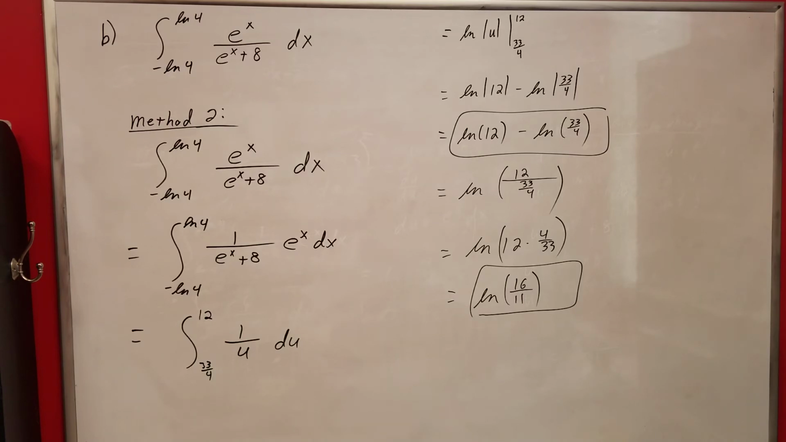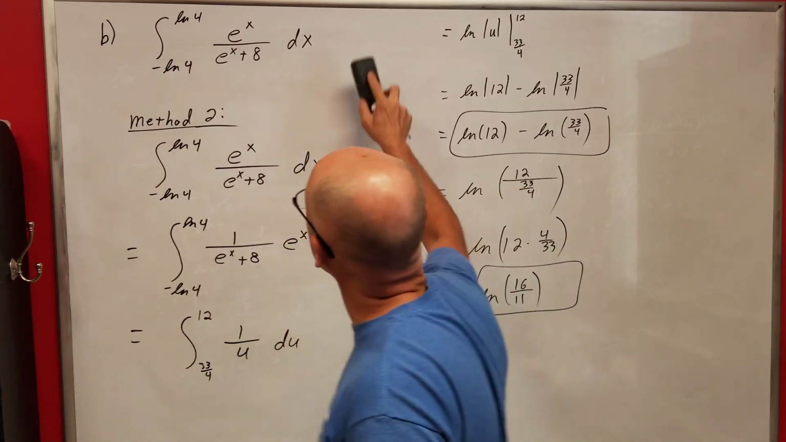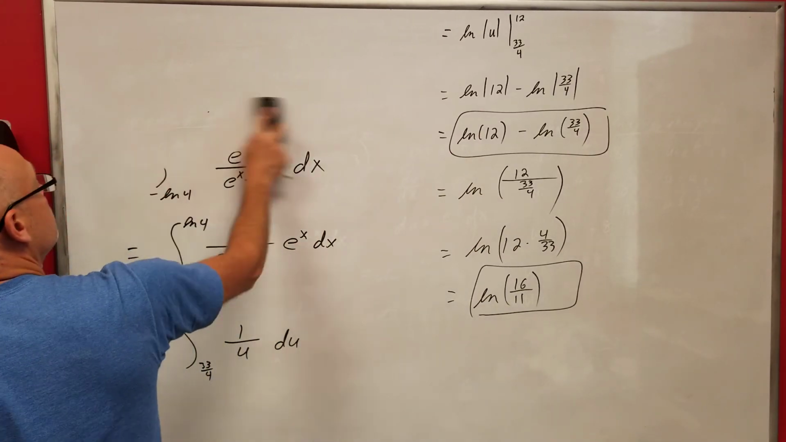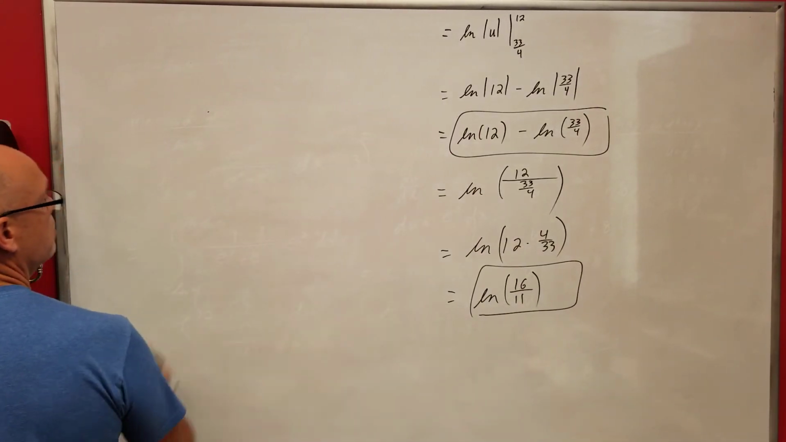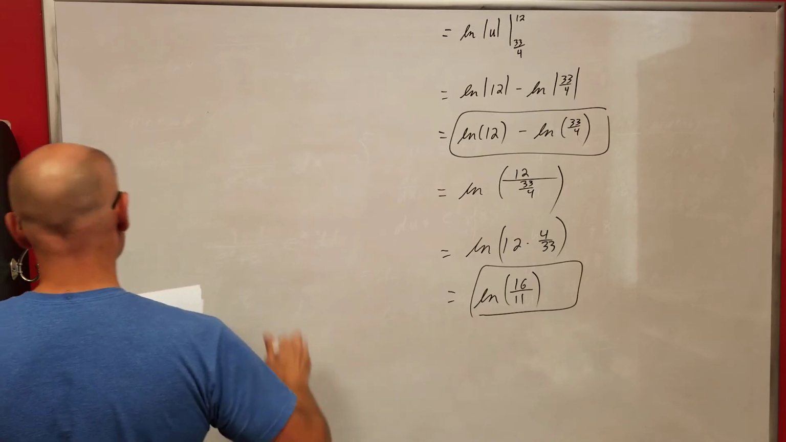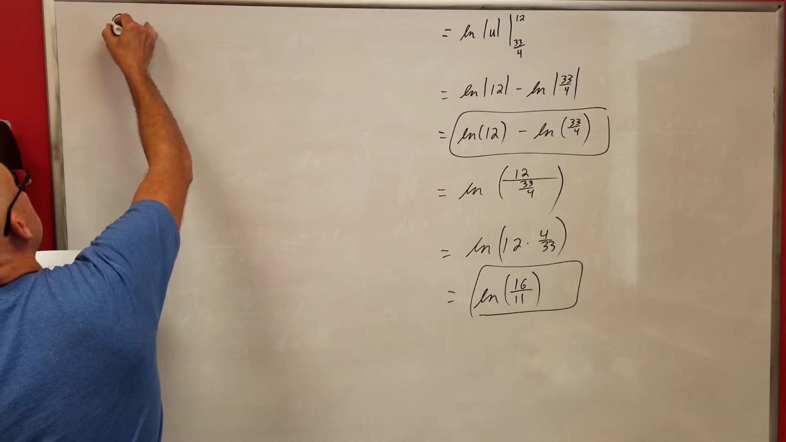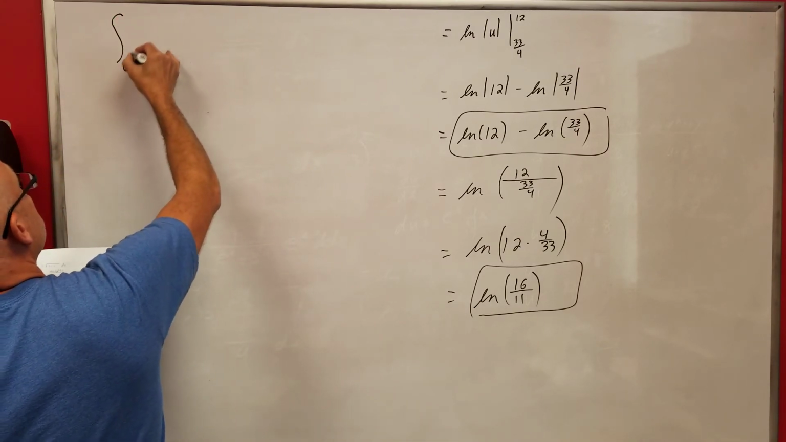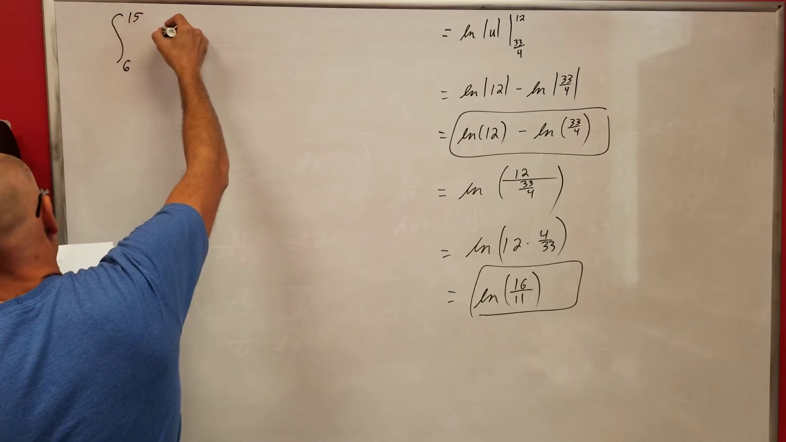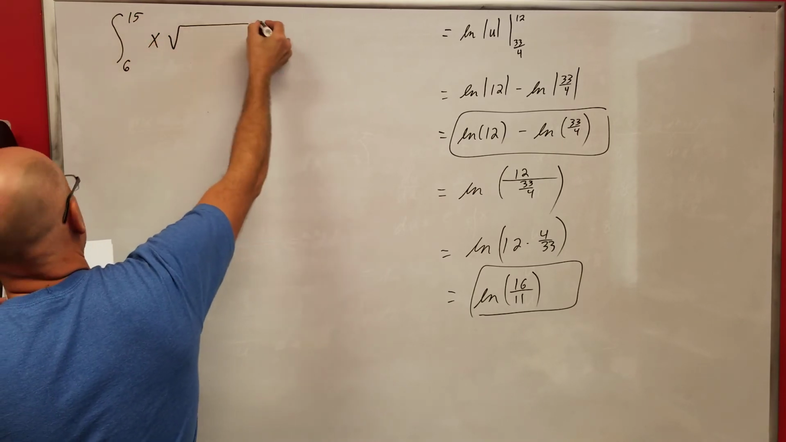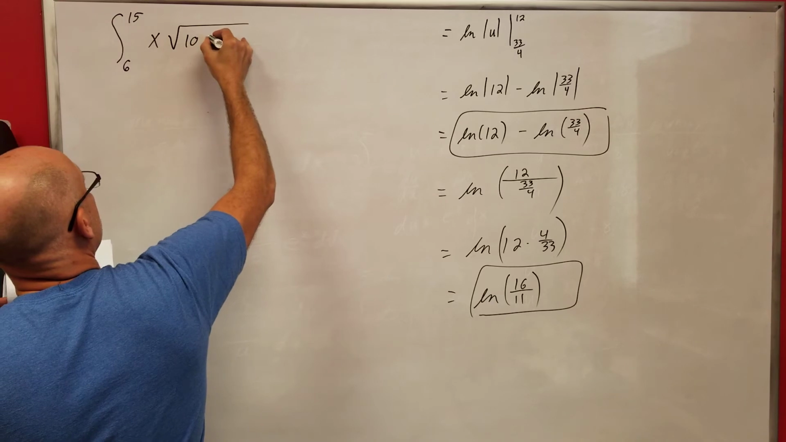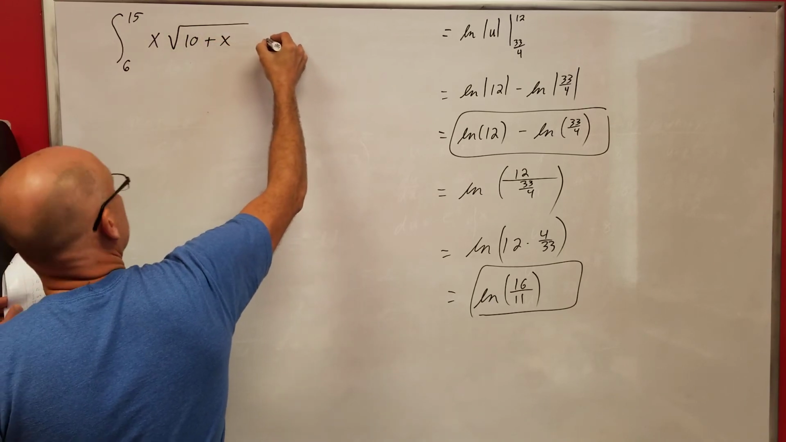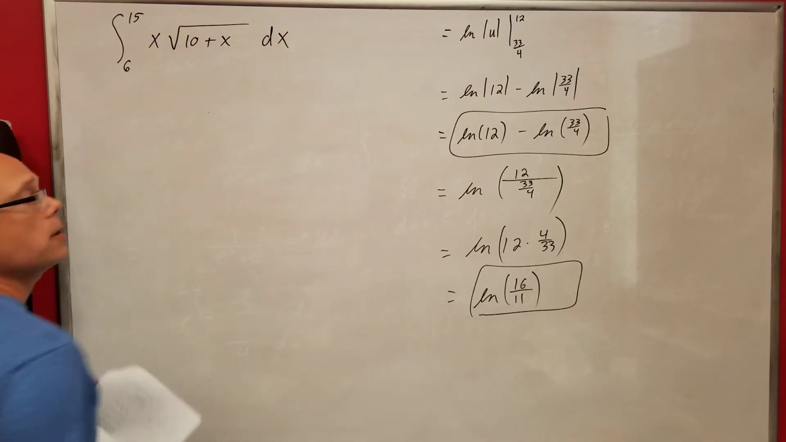All right, this next example, I'll tell you what, let's just do method 2, okay? I'm probably bored now doing both methods. Next example, let's just do method 2. So we're going to have the integral from 6 to 15 of x square root of 10 plus x dx.